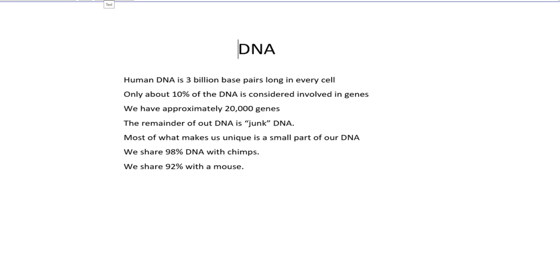And we talked about how it's got to be supercoiled in order to get it in there, and it's got to be nailed down with histones in repeating units, which we call nucleosomes. So we have 3 billion base pairs in every single cell. Wow, that's a lot. But the really interesting thing about it is most of it is really just junk DNA.